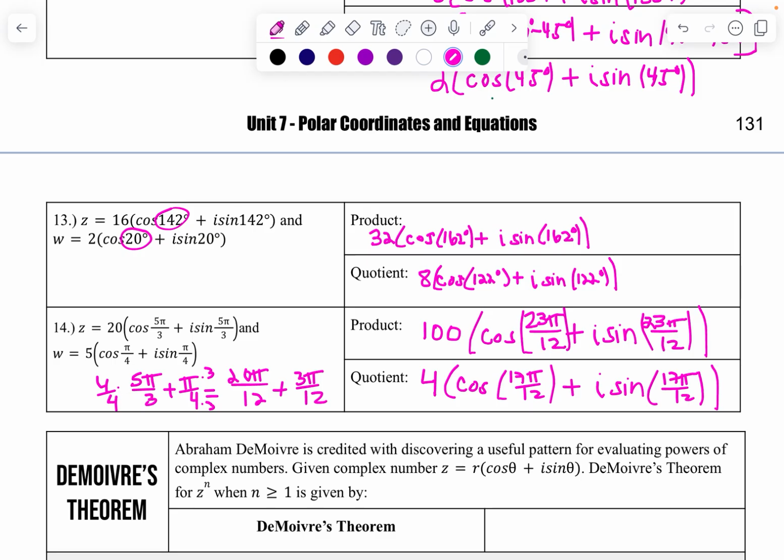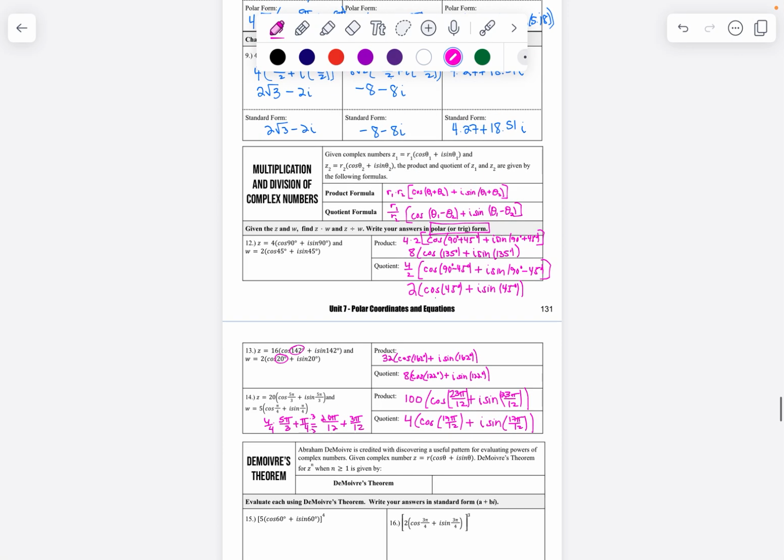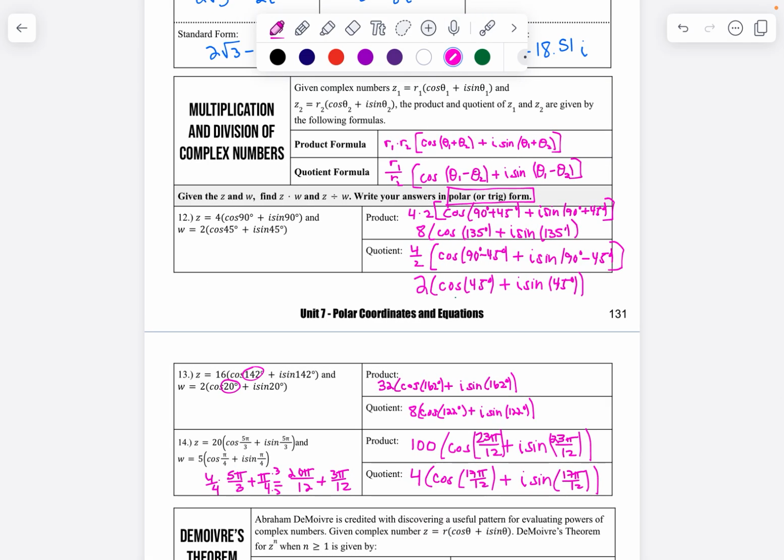All right, and so that's how we multiply or divide complex numbers that are in polar or trig form.